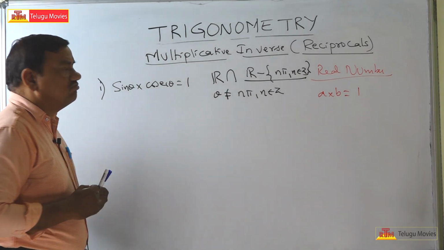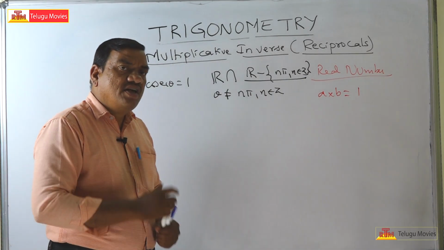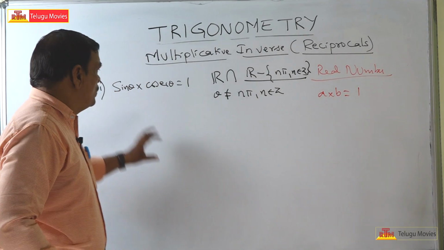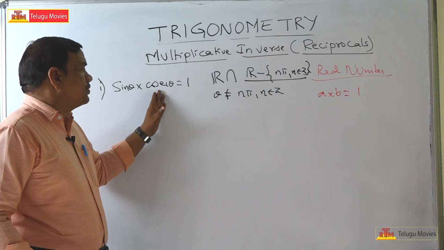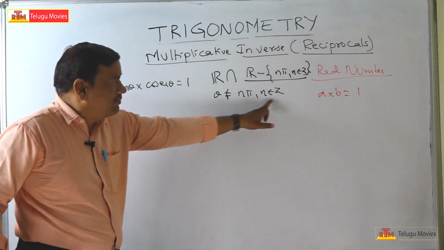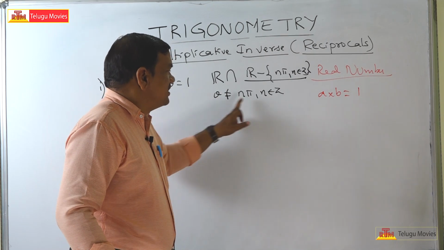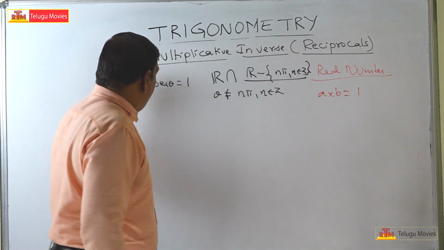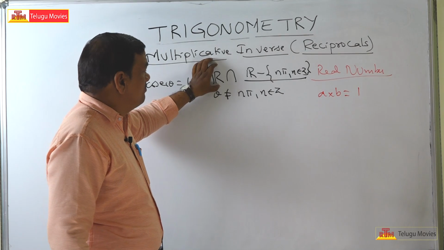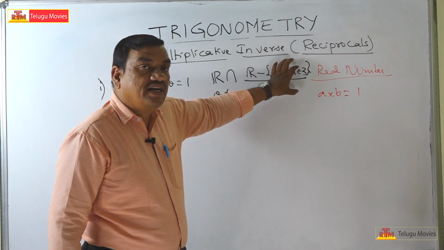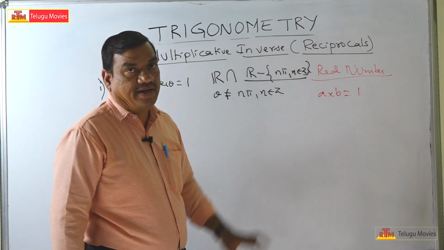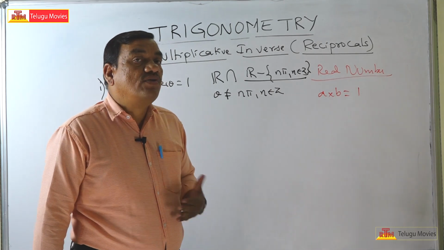So, whenever you write that, write specifically. Don't write down simply sin theta into cosecant theta is equal to 1. Always remember this also: theta is not equal to n pi. Why? The domain of sin theta is the set of real numbers and the domain of cosecant theta is the set of real numbers except n pi: 1 pi, 2 pi, 3 pi, 4 pi.